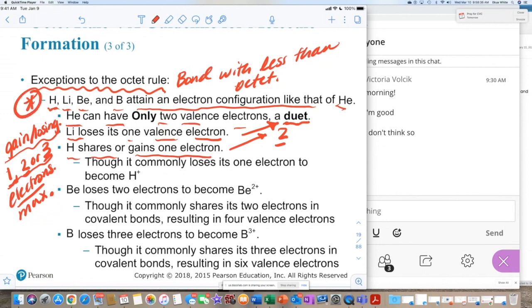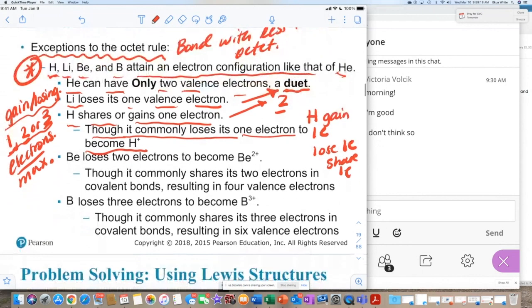This is very important. We'll mention this later on. Though it commonly loses its one electron, hydrogen, when it loses its one electron, becomes H plus. So we'll see this when this actually plays out, depending on what hydrogen is bonding with. So hydrogen is unique because it can gain one electron, it can lose one electron, and it can share its one electron. Okay? So scientists tend to argue, well, hydrogen has behaviors of both metals and nonmetals, right? But anyway, interesting. We won't get into that right now. Once we get into the bonding, we'll talk about that.